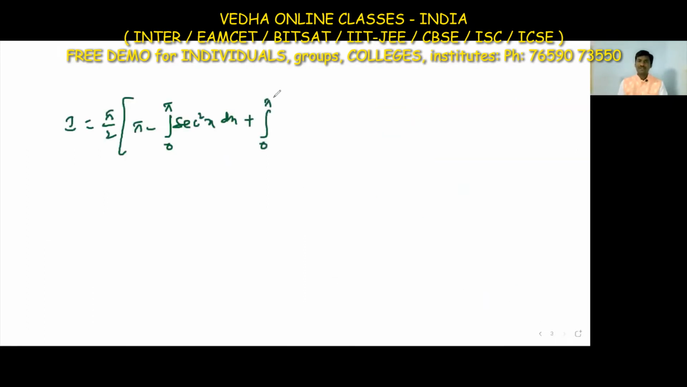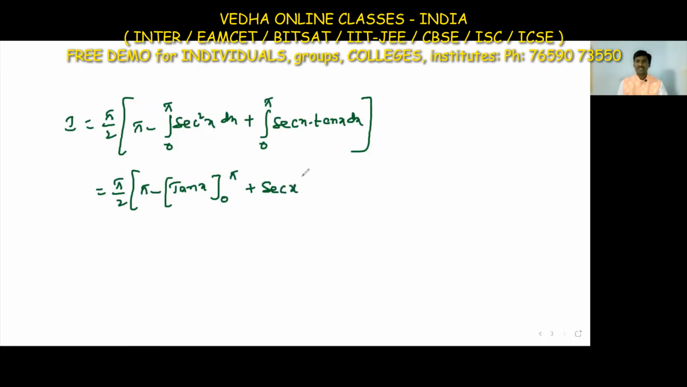And the integral from 0 to pi of secant x into tan x, we have the formula. We can write it as secant into tan or tan into secant, both are the same. So here we apply the formula: pi by 2 outside as it is, and pi minus the integral of secant square x, which is tan x, with limits 0 to pi, plus the integral of secant x into tan x, which is secant x, limits 0 to pi.